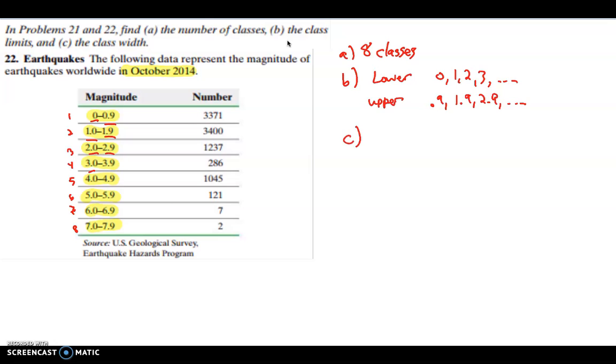And then C, what is the class width? The class width is just the difference between consecutive lower class numbers. So 1 minus 0 is 1, or 3 minus 2 is 1, but they have to be consecutive. So in this case, 1 minus 0, or 1. You just look at the lower limits, get two that are right next to each other, and subtract the smaller from the bigger, and that will tell you how wide each of these are.